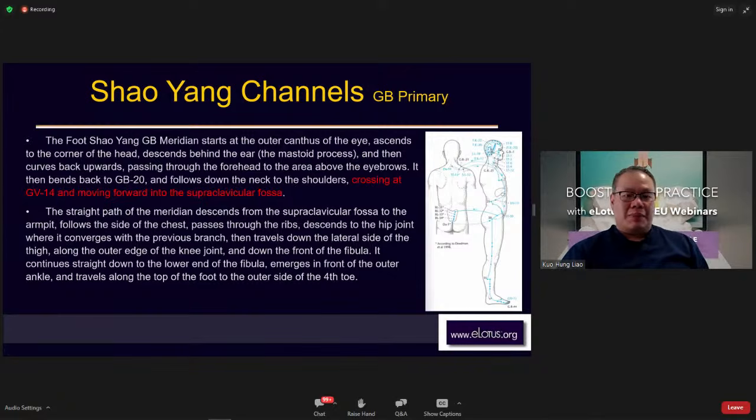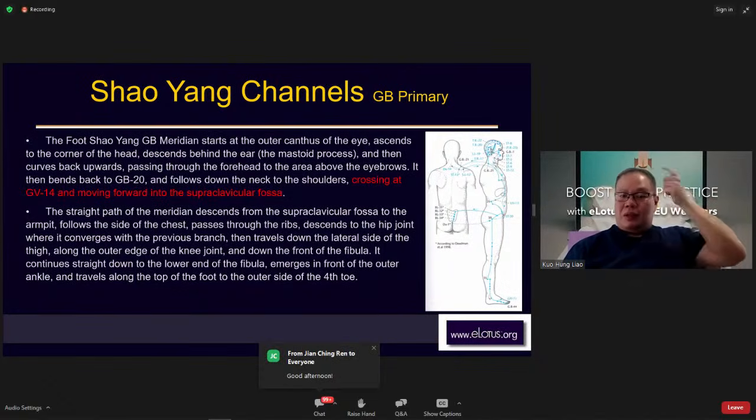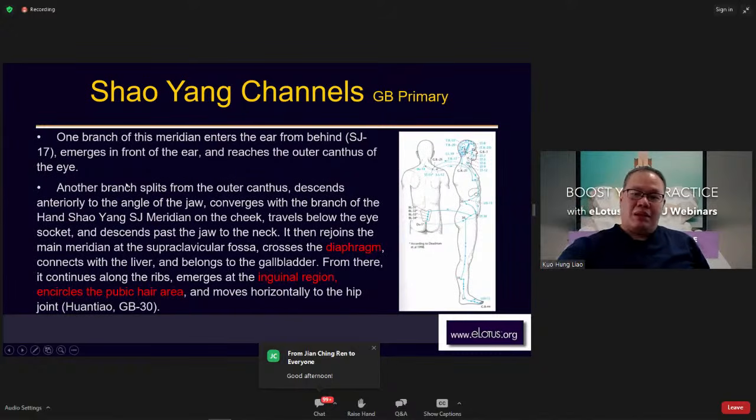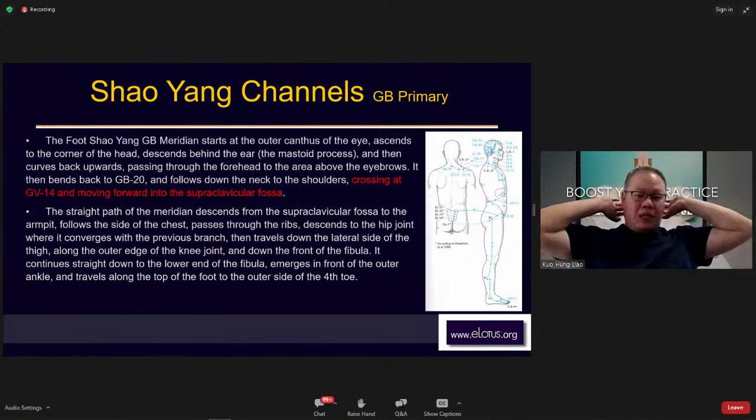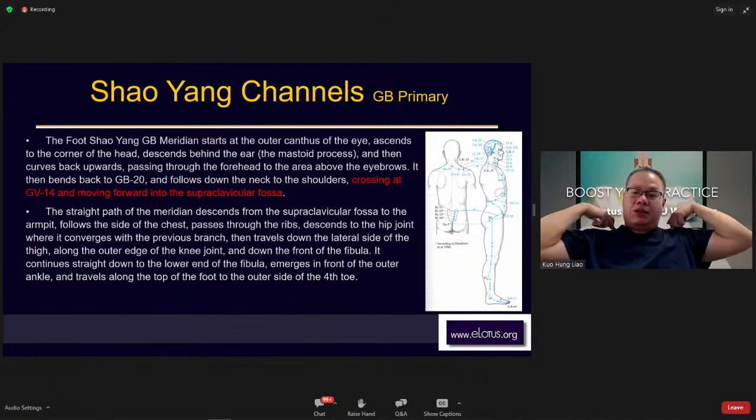Okay, foot Shaoyang is a longer pathway. The foot Shaoyang starts from the corner of the eyes, ascends to the corner of the head, and descends behind the ear, basically surrounding again. And it curves backward and forward many times. And then it bends behind GB20. So basically, after surrounding the face, it goes back to the back of the skull. Okay. And tension from there goes down to the trapezius muscle, to the shoulder.